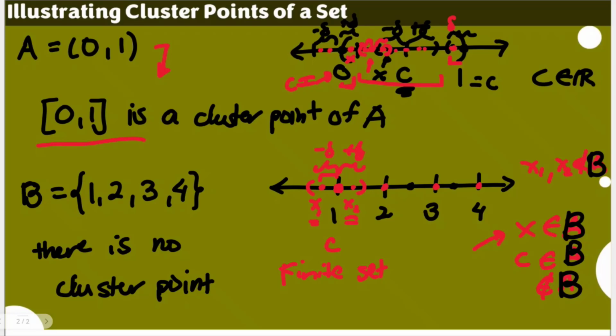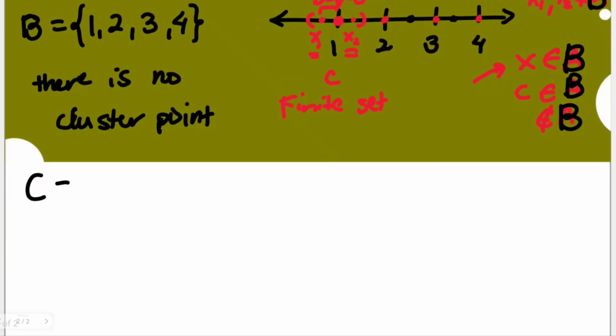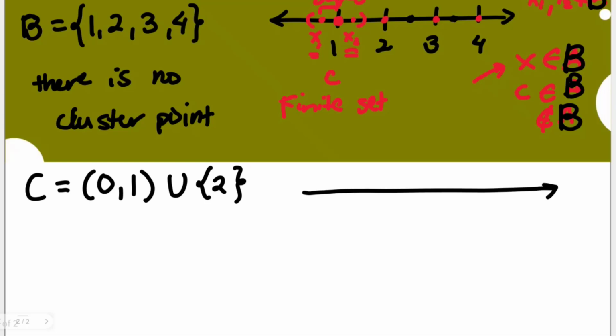Now, let's have another example. Let's say C is the set containing the open interval 0 and 1 union with 2. That would mean in the real number line, we have here 0, 1, 2. This is open, okay? And this is 2 here. What are the cluster points of this?